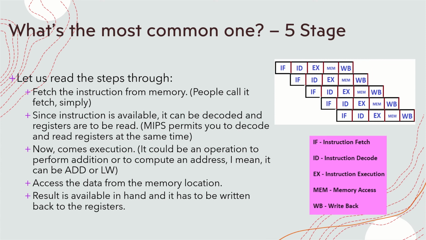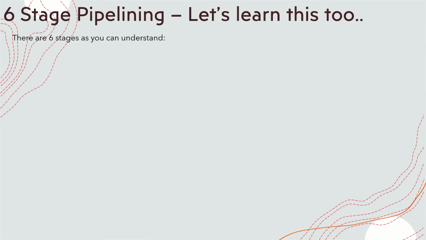The 3-stage pipelining was just simply fetch, decode and execute. But in the 5 stages, we had a couple more stages included, which are the mem access and the write back. Sir, what is the improvement? The improvement is all about 6-stage pipelining.